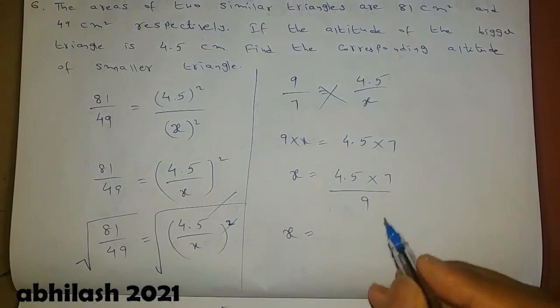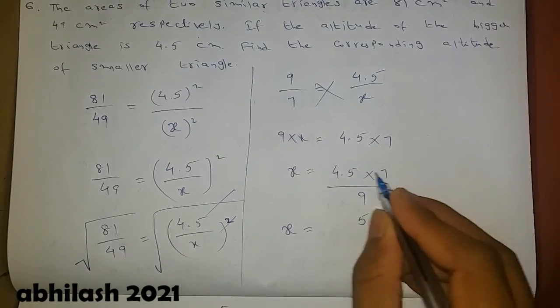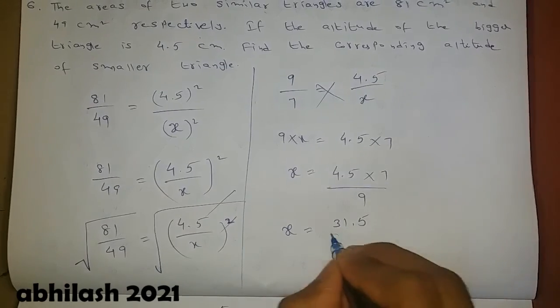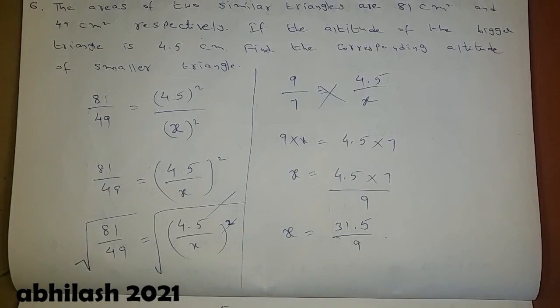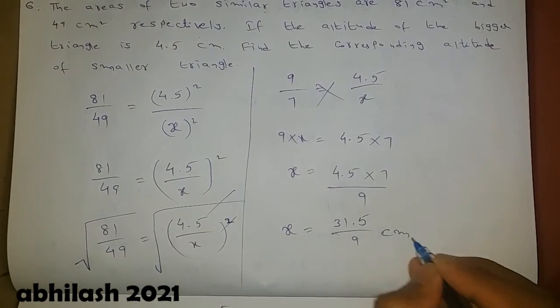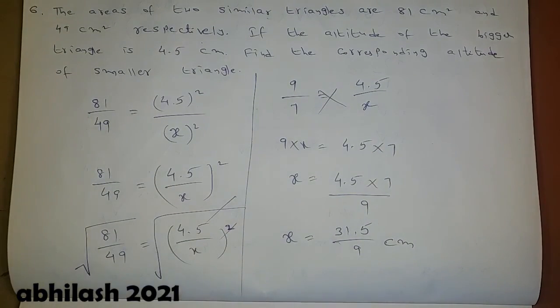x is equal to 4.5 into 7, 7 fives are 35, 7 fours are 28, so 31.5 divided by 9 centimeters. Still, if you want more, you can do the long division method, and you will get the decimal points.